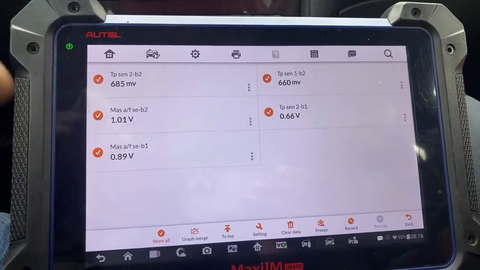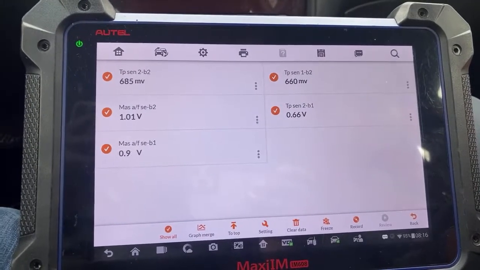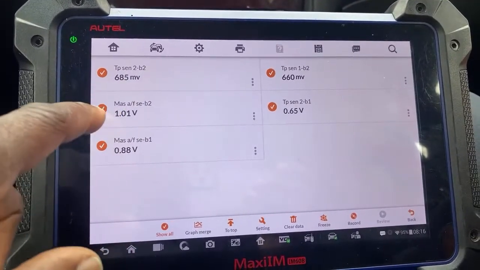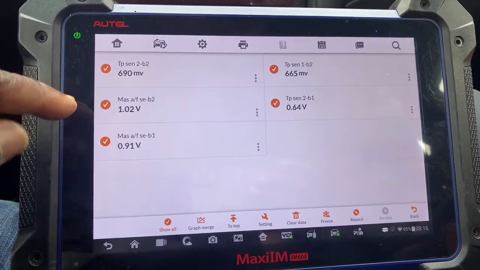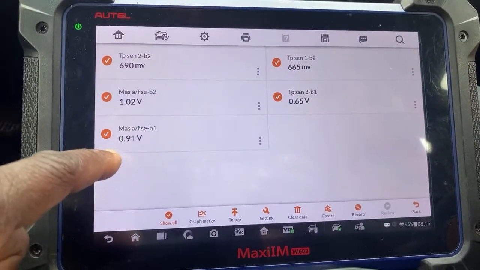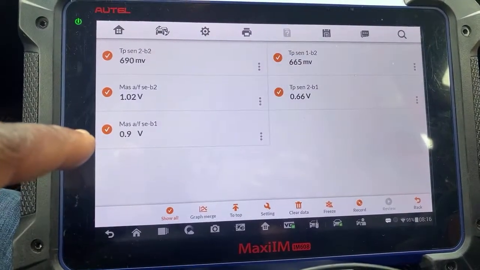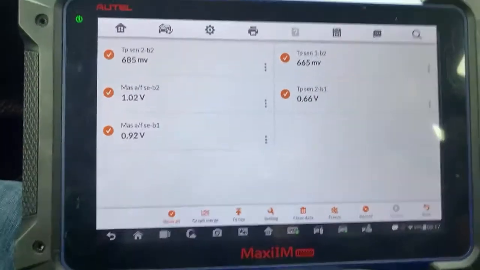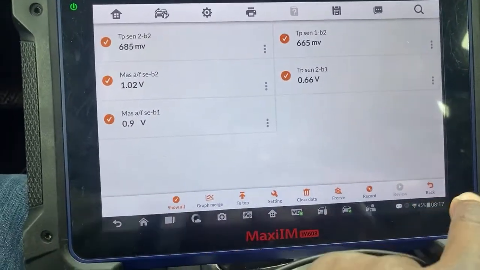Those two readings are supposed to be together. But if you notice, this one here, the way it moves is totally different than the other one. This one is kind of steady. So you have an effect on bank one throttle body section. Bank one throttle body section now is going to be okay.